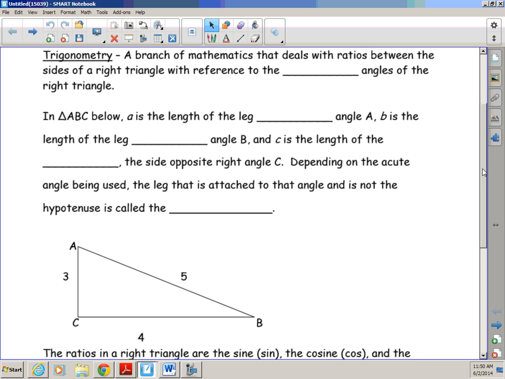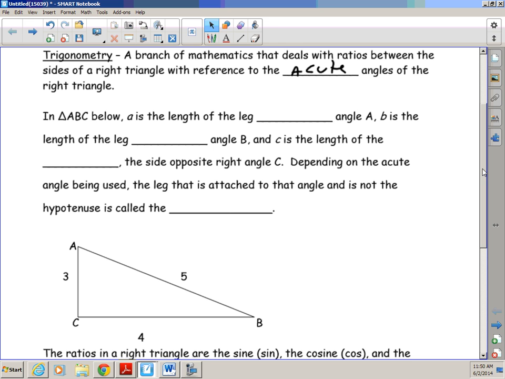The benefit of trigonometry is I can now find angle measures, and if I have angle measures, I can use that information to find sides. So trigonometry is the branch of mathematics that deals with the ratio, or ratios, between the sides of a right triangle with reference to the acute angles of the right triangle. Remember, if I have a 90-degree angle making it a right triangle, the other two angles have to add to 90, which means that they have to each be less than 90 degrees, which means they are acute.